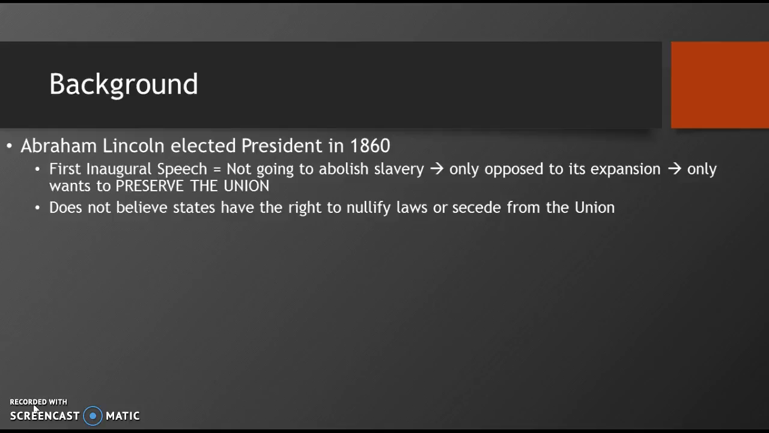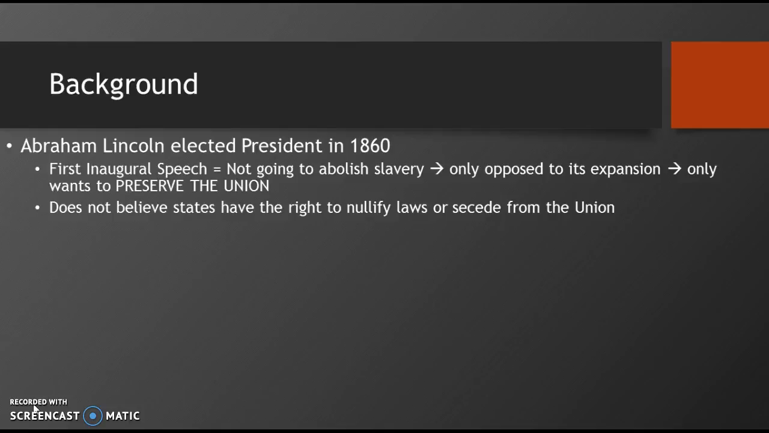But again, he does not want to end slavery where it already exists, like in the South, in Georgia. He only wants to oppose its expansion into new territories. He also believed in, when talking about nullification, the right that a state has to cancel out or not follow a law. And the question was, do states have that right? We talked about that with the cause of the Civil War. Well, Lincoln does not believe that states have the right to nullify laws or secede from the Union.